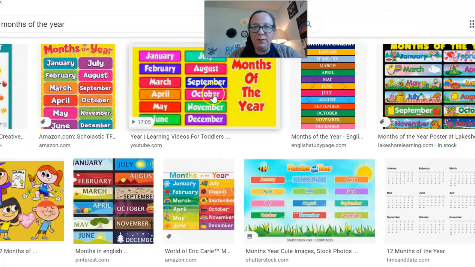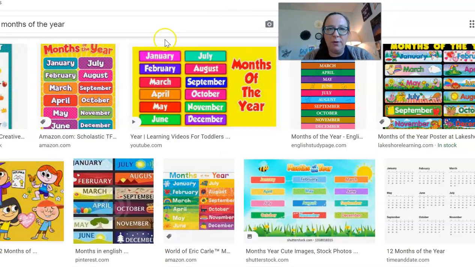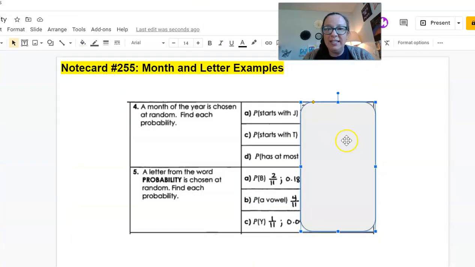Okay, we're going to look right here at the months of the year. So what's the probability that it starts with a J? There's 1, 2, 3. There's 3 of them that start with a J. So it would be 3 out of what? What's my total samples? There's 12 of them. So it'd be 3 out of 12, which reduces to 1/4, which is 0.25, which is 25%.